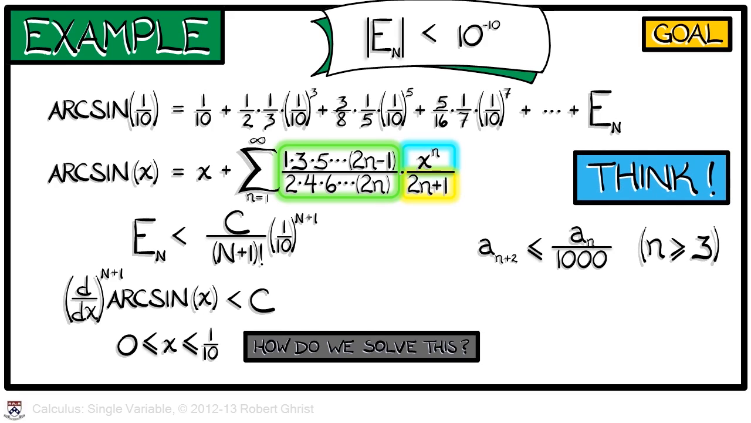And that means that if we want to get within 10 to the negative 10th, it's going to suffice to choose n bigger than or equal to 7. So the first 4 terms that we have represented on this slide suffice to approximate arcsine of 1/10 within 10 to the negative 10. Never forget to think, even if a Taylor bound doesn't work.